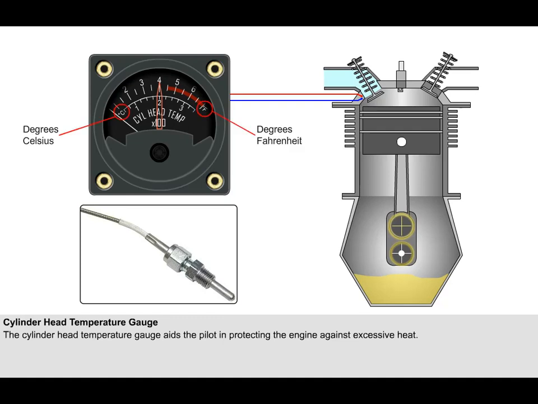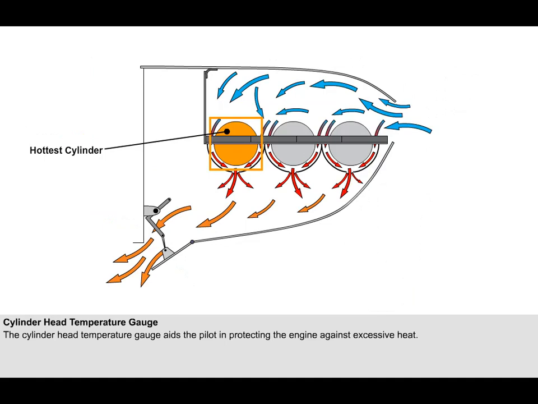The gauge in the cockpit is a millivoltmeter which has been calibrated in either degrees Celsius or Fahrenheit. If only one sensor is fitted, it will sample the cylinder head temperature of the hottest cylinder. The hottest cylinder is determined by extensive flight tests carried out by the engine manufacturers. It is usually one of the rearmost cylinders.